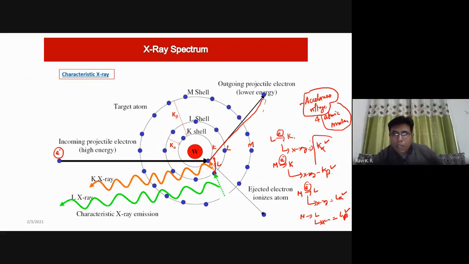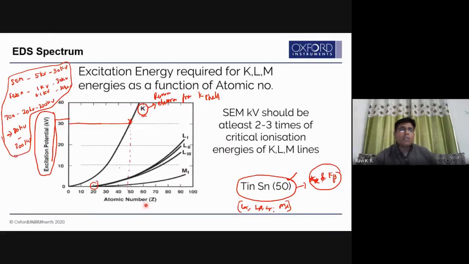But on the other hand, if you have the same sample and you do it in a TEM, it doesn't matter. In a TEM, if you extrapolate this curve, the minimum is 80 kV. In a TEM, almost in all materials, suppose you are working on a 200 kV machine, it is possible to get K alpha and K beta.